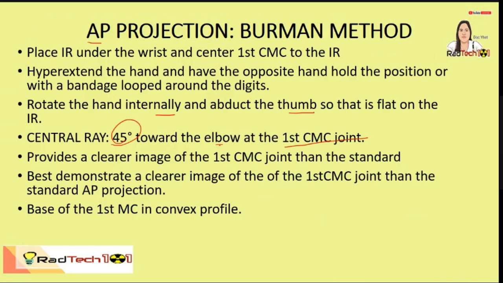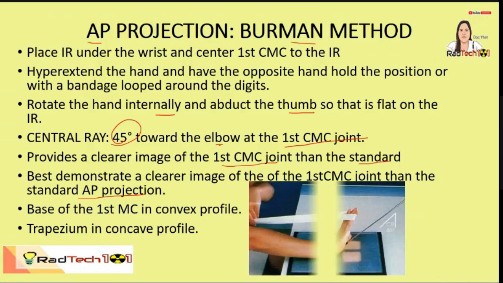So ang purpose naman ni Burman to provide a clearer image of the first CMC joint as compared dun kay Robert. So, best demonstrate a clearer image of the first CMC joint than the standard AP projection. Yung standard natin yung kay Robert. Also shows that the base of the first metacarpal is in convex profile. Also, trapezium is seen in concave. So, yan yung kay Burman.